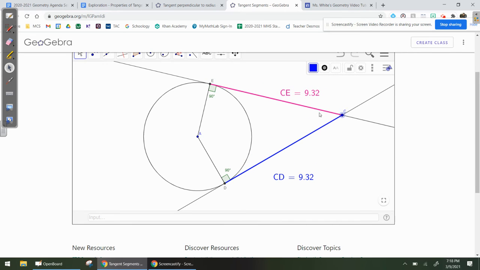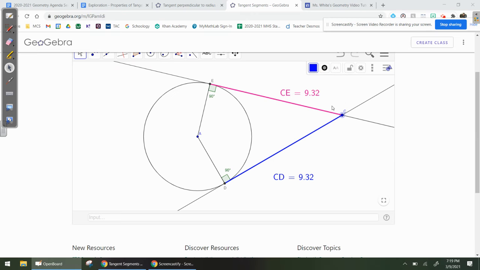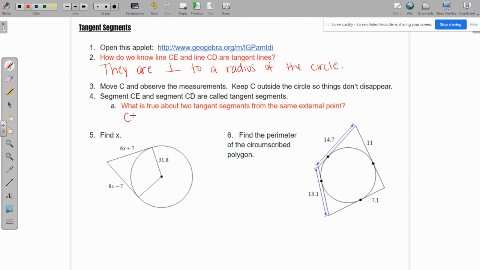So if I focus on only the segment CE and the segment CD, I can see that segment CE and segment CD are congruent. They have the same measures. So what is true about two tangent segments from the same external point? The fact that both of these had the same external point and they were both tangents, we can say that those two segments, so not the whole line, but the measure of the segment, is going to be congruent. So we can say that in this case, for instance, CE is congruent to CD. So they are congruent to each other.